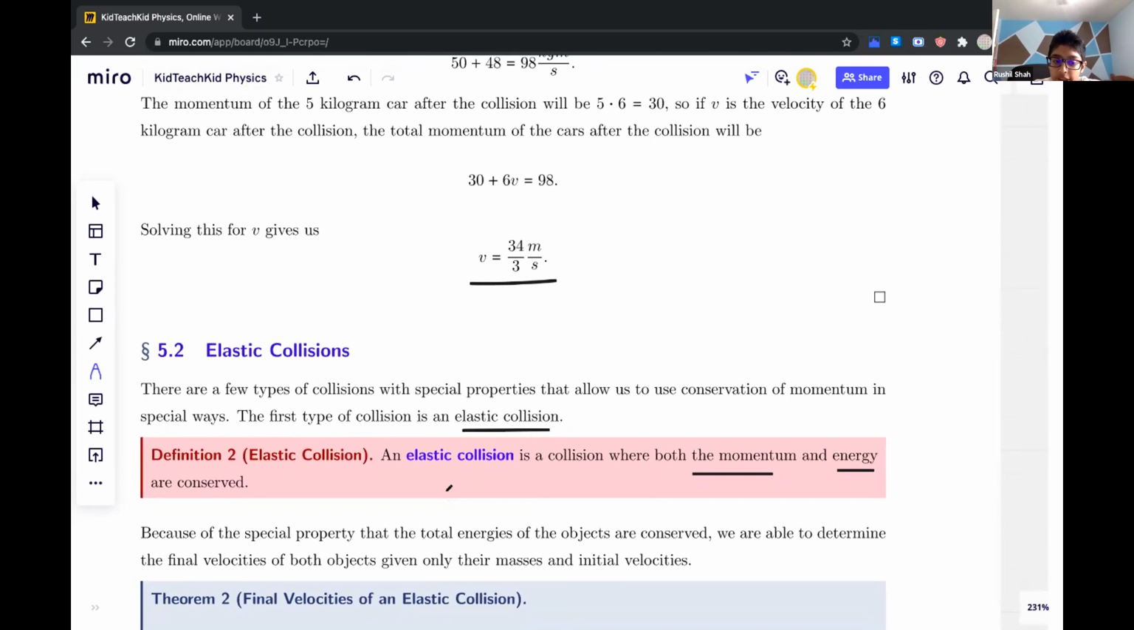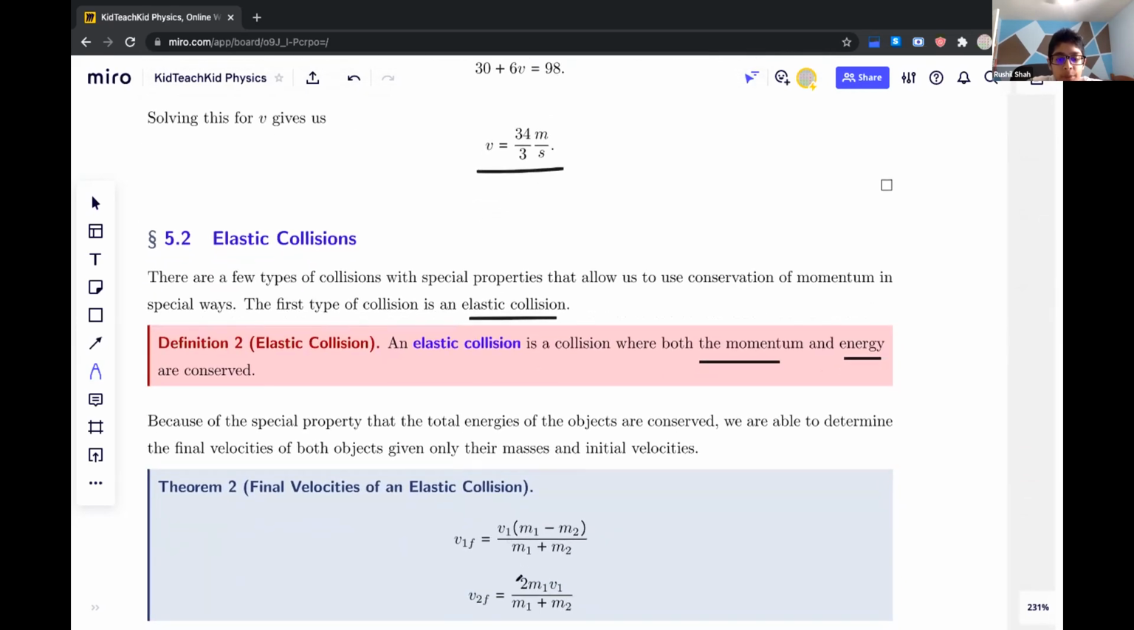And the importance of this is that if we know the initial velocities and masses of the objects, we can find the final velocities. We don't need to know one of the final velocities to get the other velocity. So that's why elastic collisions are cool, because there's only one outcome for every elastic collision. Like in normal collisions, you can have many different outcomes, but in elastic collisions, you can only have one outcome for every input.